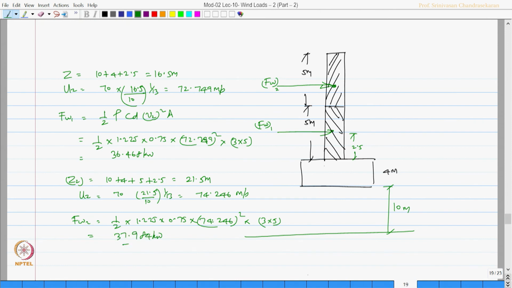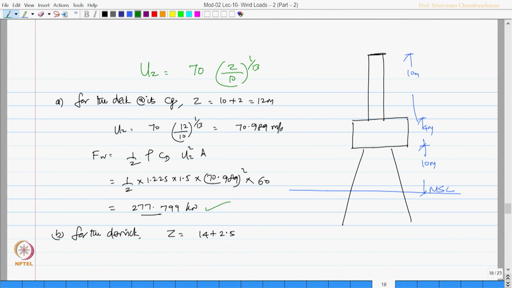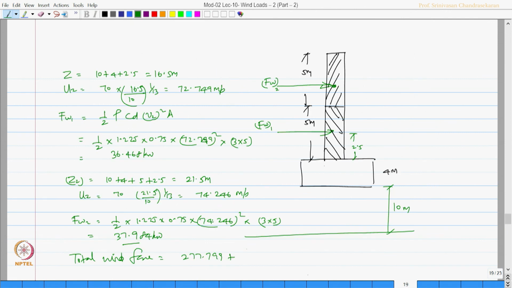Now, the total wind force is 277.799, that is the deck value, plus 36.468 plus 37.984, which gives me 352.251 kilonewton.